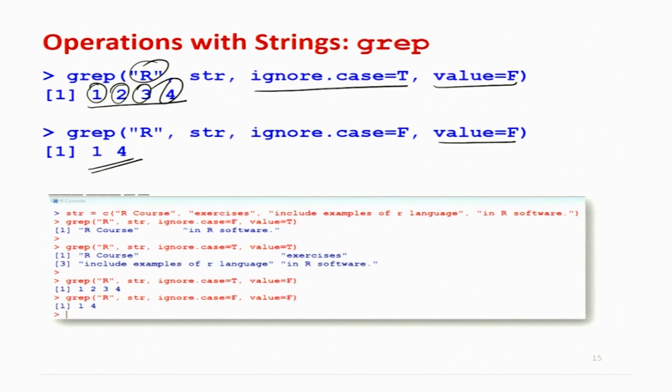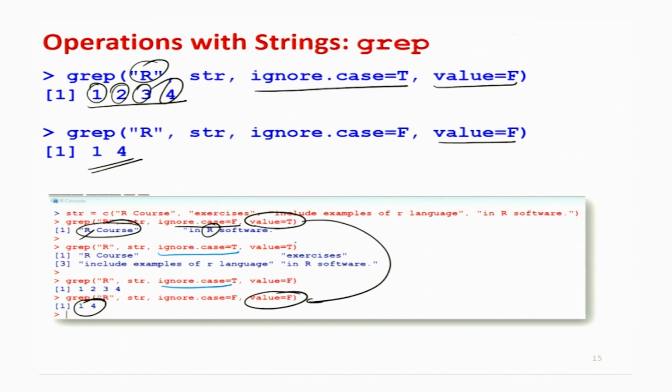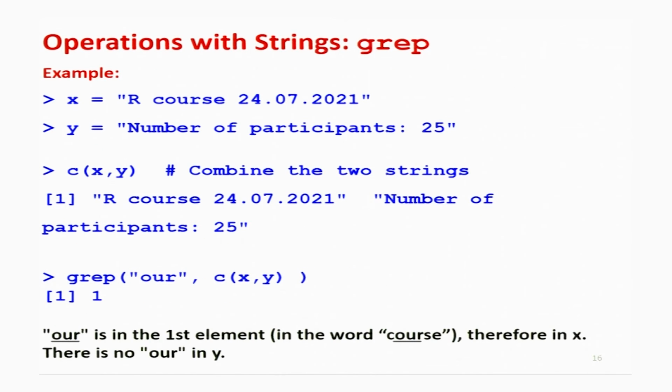So now if you try to see all these outcomes, I can give you in brief from this screenshot that you are trying to find R. When you say ignore case F, then R course is where you have R, and then there is an R in the R software, and if you change value equal to true to value equal to false, then it is giving you the same thing as 1 and 4. And in case you take the second case where you say ignore.case is equal to true and the value is equal to true and false, then in the first case you are getting all the values 1, 2, 3, 4, and in the second case you are getting the same result in terms of numbers. So you can see this is not a very difficult thing.